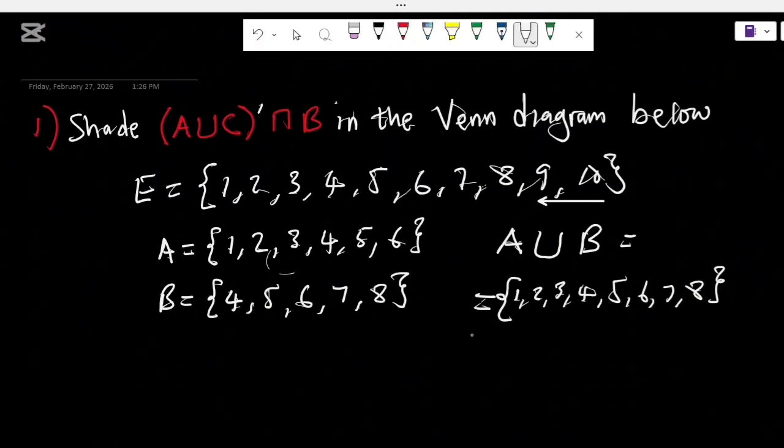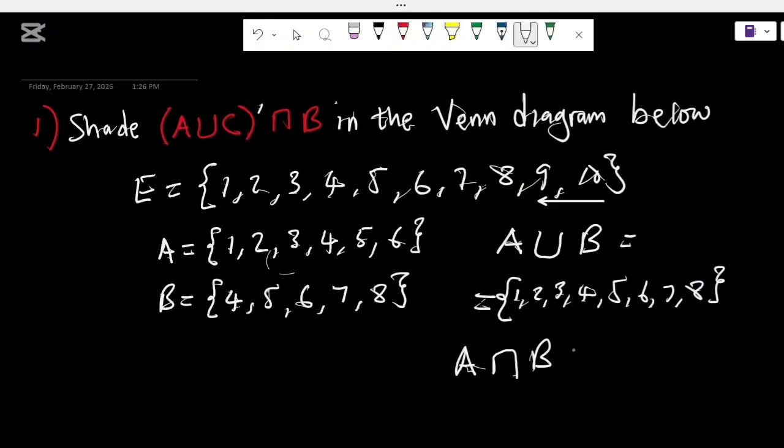Now, intersection, this is the symbol, intersection. So we can say A intersection B. This means the elements that are in A and B. In other words, the elements that are common in A and in B.